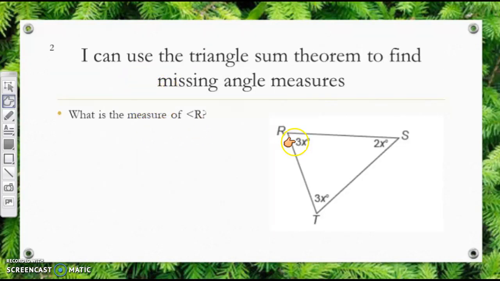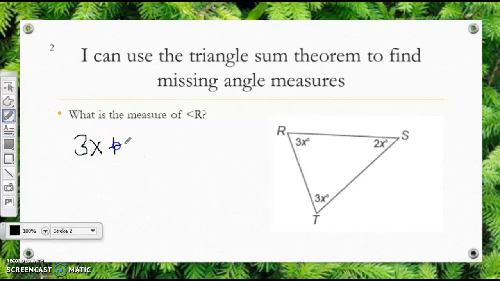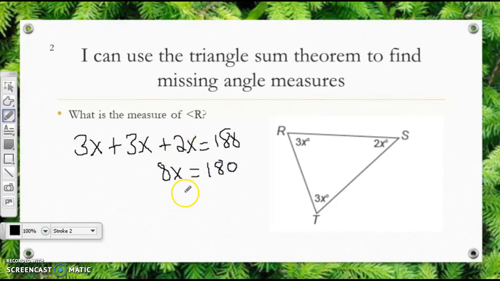All right, what is the measure of angle R? I'm given these three angles and I know that they have to add up to 180, so that's where I'm going to start. I'm going to say angle R plus angle T plus angle S equals 180. Then I'm going to combine like terms. 3x's plus 3x's is 6x's plus 2 more x's, that's going to be 8x equals 180. Then divide each side by 8, and so x equals 22.5.